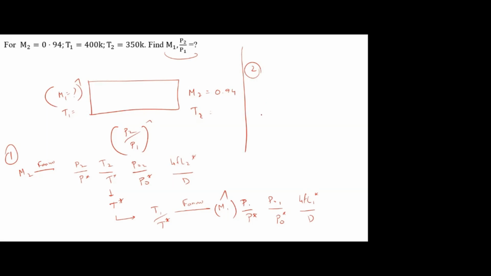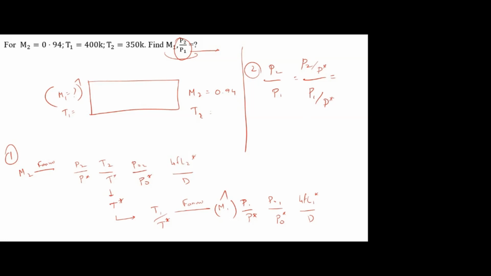Then P2 by P1. We can use both ratios P1 by P star and P2 by P star to find P2 by P1. P star is common. Any station can be related to sonic. So you can take the ratio from there and you can find P2 by P1.